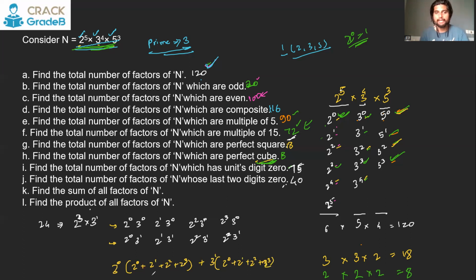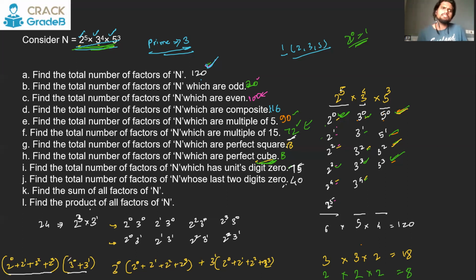And now from these two, I can take 2 raised to power 0 plus 2 raised to power 1 plus 2 raised to power 2 plus 2 raised to power 3 as common. What remains inside the bracket will be 3 raised to power 0 plus 3 raised to power 1. So that means in separate brackets, you have to add all the available powers of these prime factors. This is what the sum of factors will be.